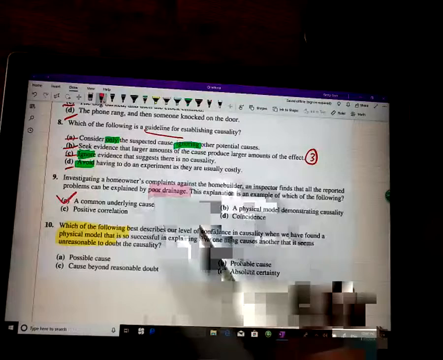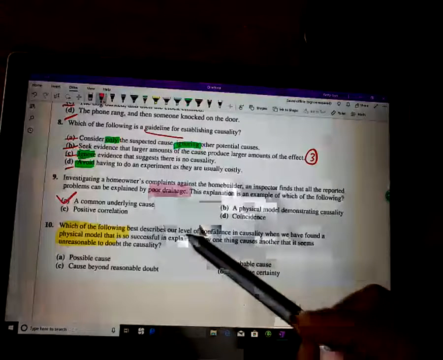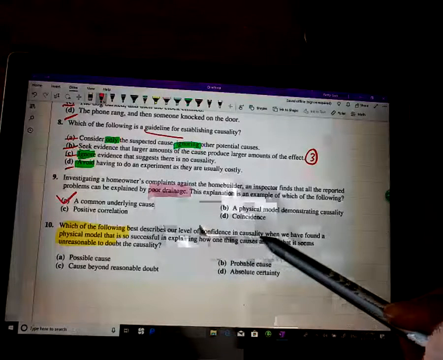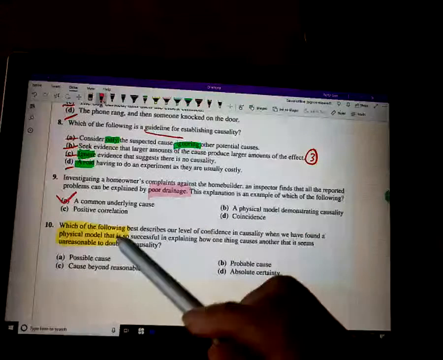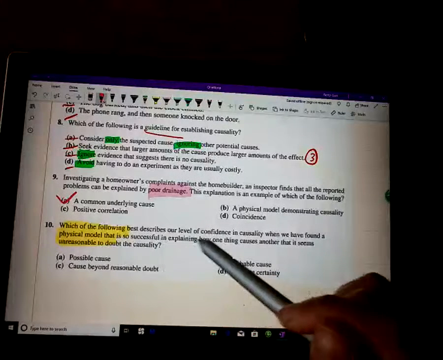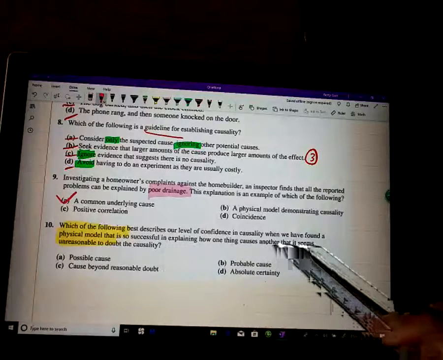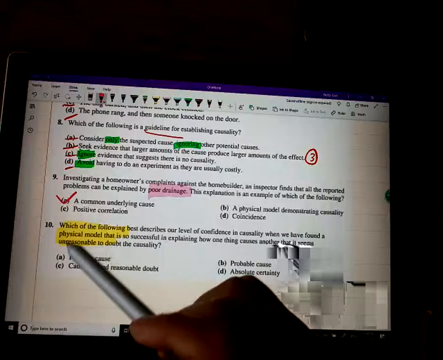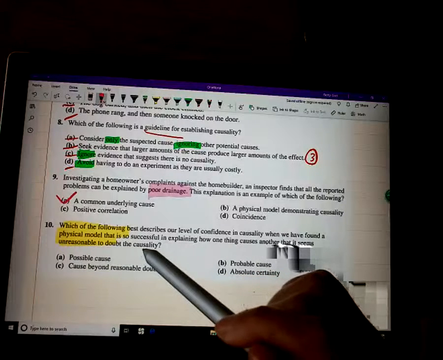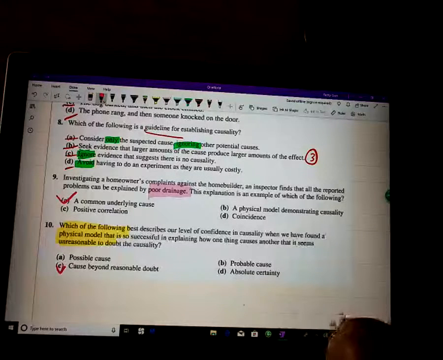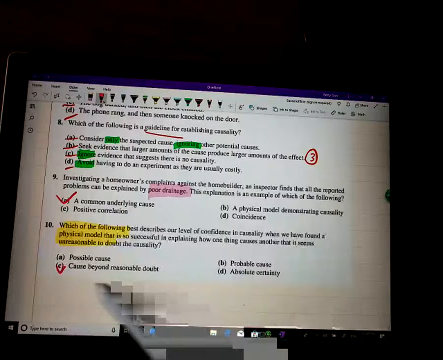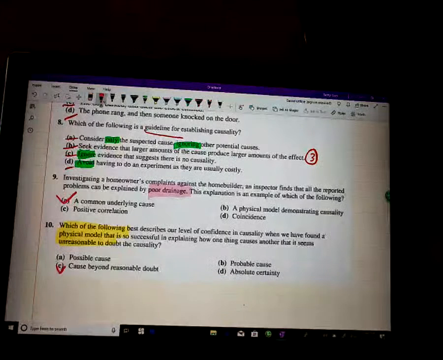Number 10, which of the following best describes our level of confidence in causality when we have found a physical model that is so successful in explaining how one thing causes another that it seems unreasonable to doubt the causality? Of course, you choose the strongest one, cause beyond a reasonable doubt, right? Okay, so that's everything about this section.